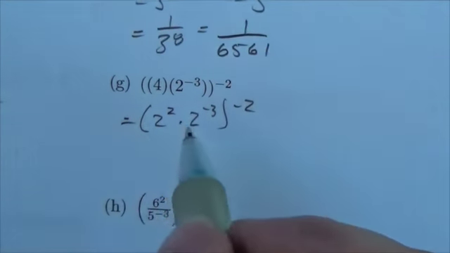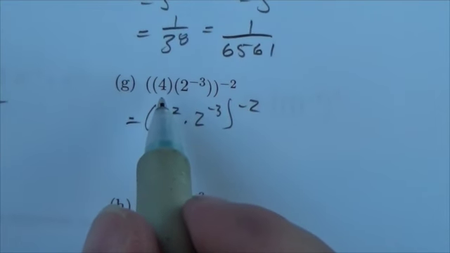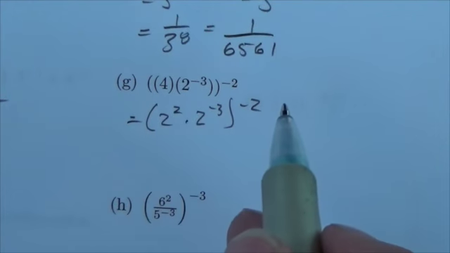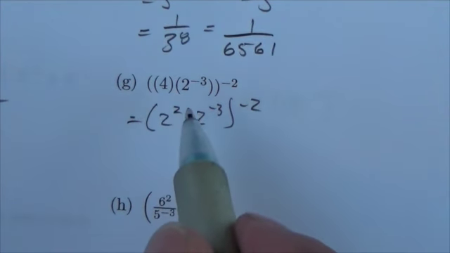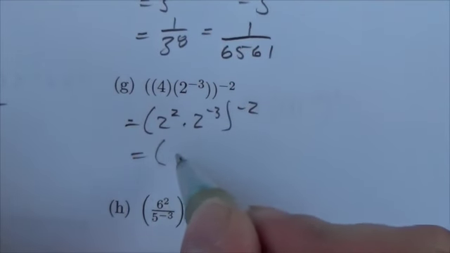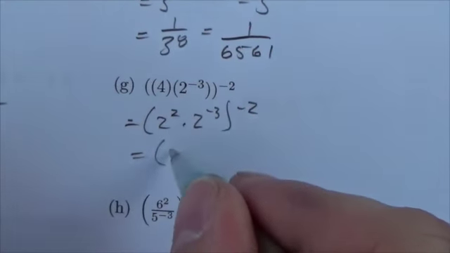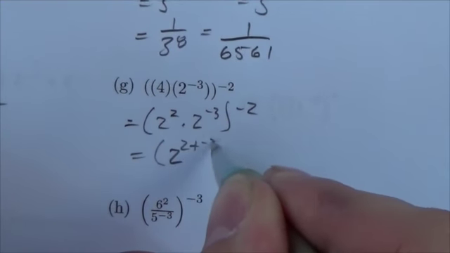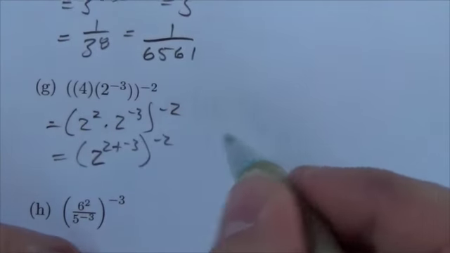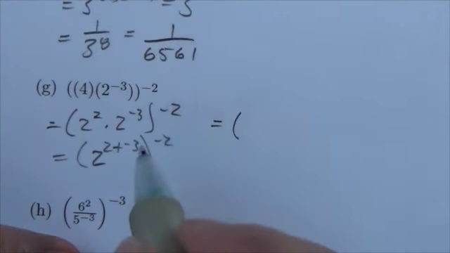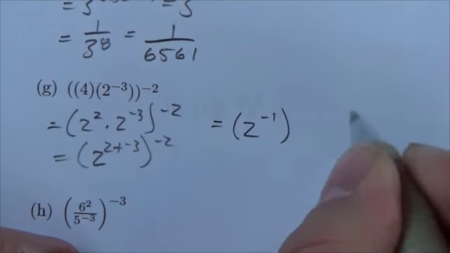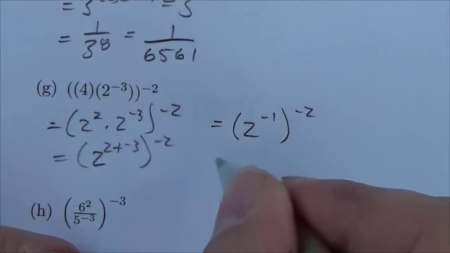Now, the reason why I did that is because I can see right off the bat that 4 and 2 share a common base. 4 is 2 squared, 2 is just that 2 there. And when I multiply those together, I'm going to add those two exponents. So this will become 2 to the 2 plus negative 3, all to the negative 2. Okay. And again, I'm still just working inside here, so 2 plus negative 3 is negative 1. So this is just going to be 2 to the negative 1, all to the negative 2.